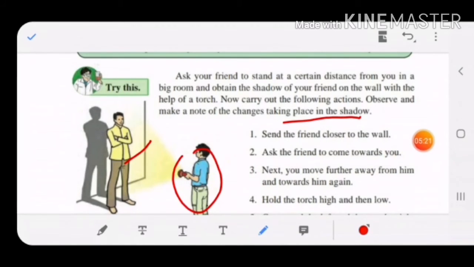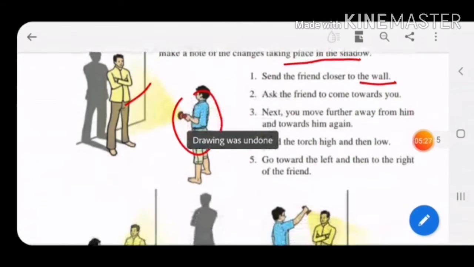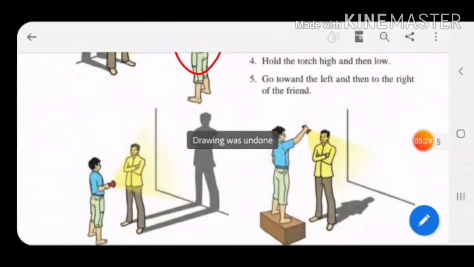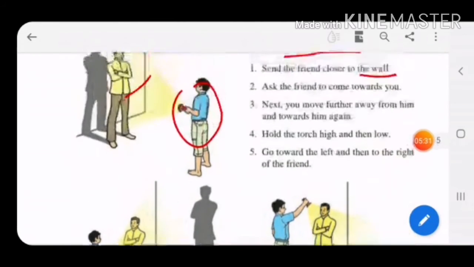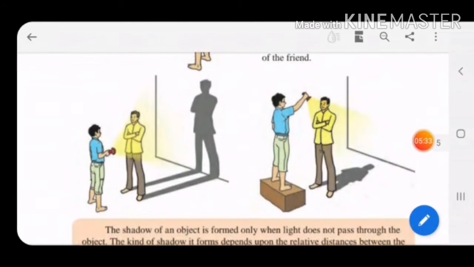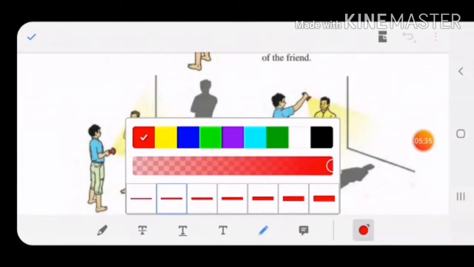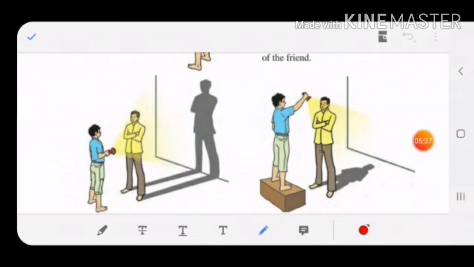First, send your friend closer to the wall. If your friend is standing closer to the wall, observe the shadow. It is bigger, yes or no? Now ask the friend to come towards you. Now your friend has come towards you. When the friend comes near to you, what happens? The shadow becomes bigger, yes or no?